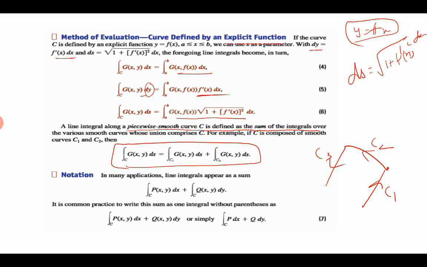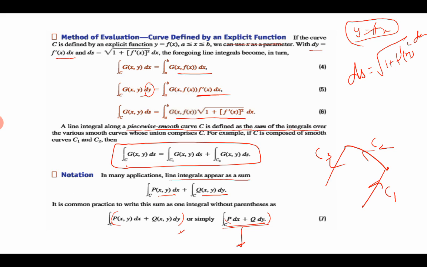In many applications, line integrals appear as a sum: P of x, y dx plus Q of x, y dy. So we can write them directly without using brackets. Integral P dx plus integral Q dy means the integration is for both the terms. We don't need to use parentheses there. That's the concept.